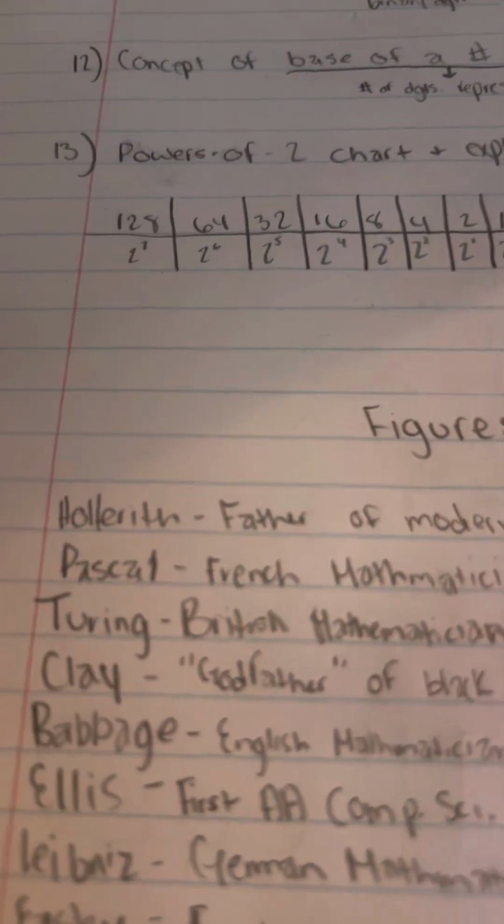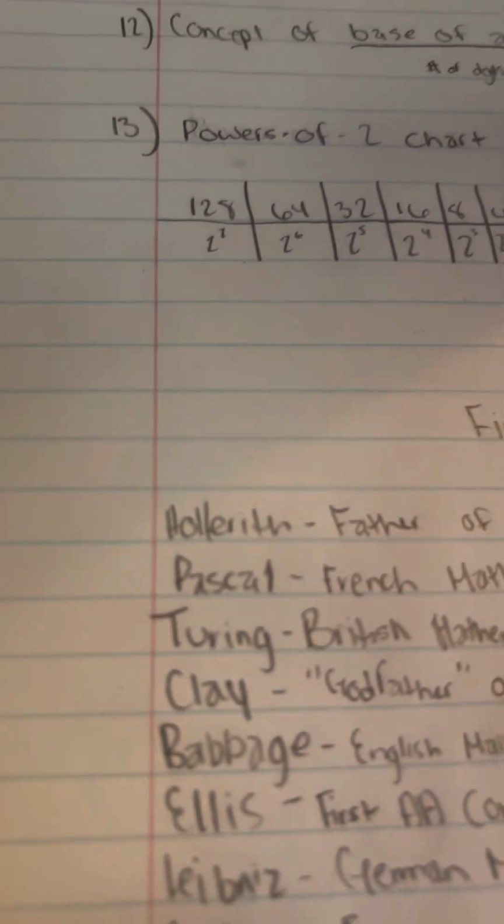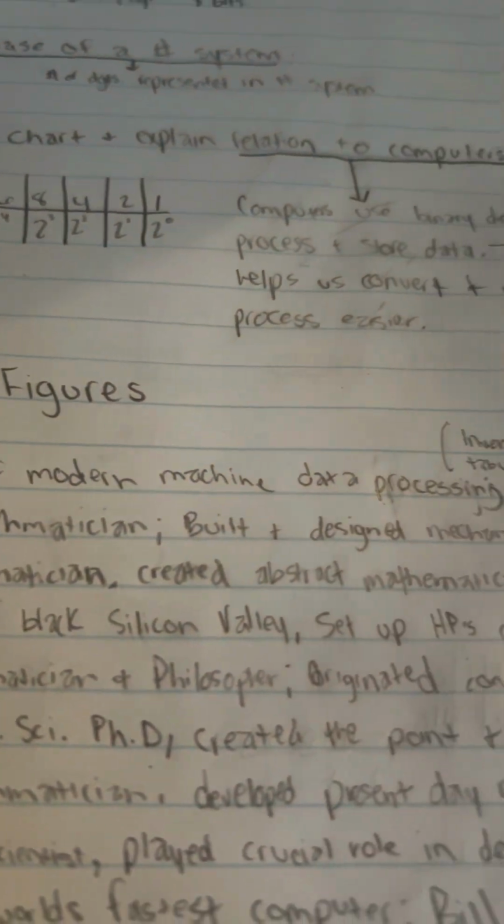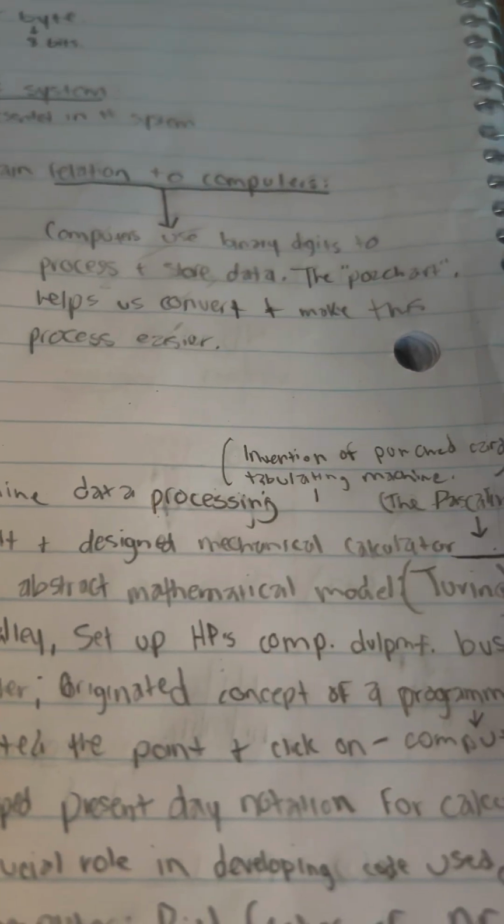So for the last figure, we got Hollerith. He was the father of modern machine data processing, and he also created the invention of the punch card tabulating machine.